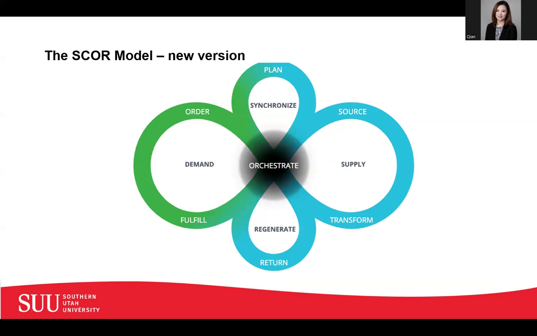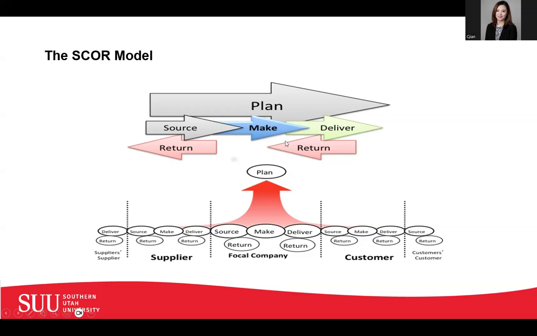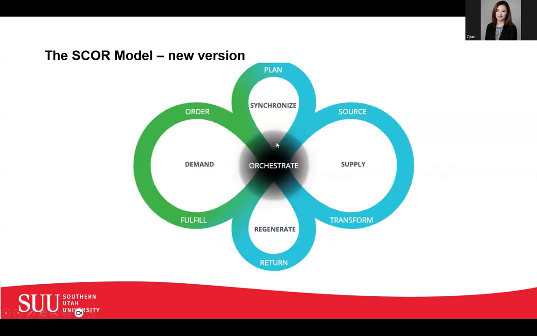In general, nowadays we have updated the SCOR model a little bit. This is what we call the new version. This new version looks like a circle, not a straightforward direction, for each of the activities, because they actually work with each other together.